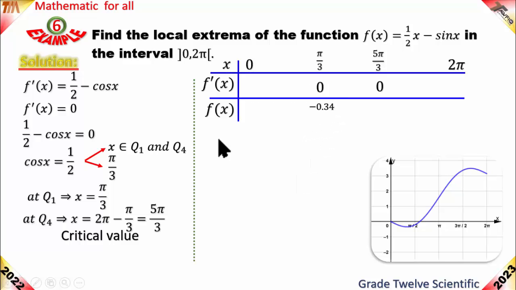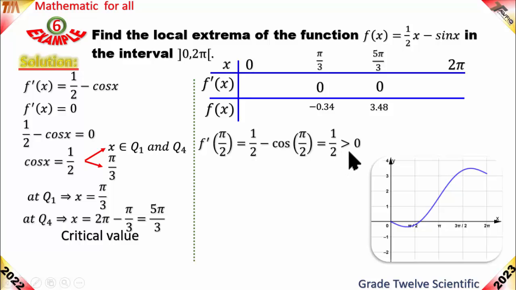And now to find the value of y, or the value of f(x), replace pi over 3 in the function f(x) = 1/2 x minus sine x. It becomes minus 0.34, and replacing 5 pi over 3 in the function, the value of y becomes 3.48. And now if we take pi over 2, f prime of pi over 2 is 1/2 minus cosine pi over 2. Cosine pi over 2 is 0, so what remains is 1/2 minus 0, which is 1/2.